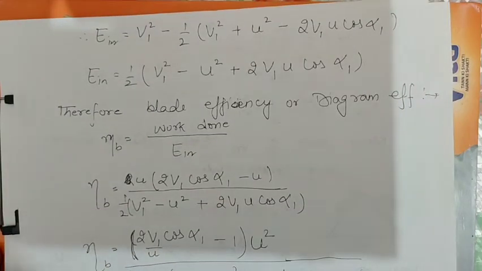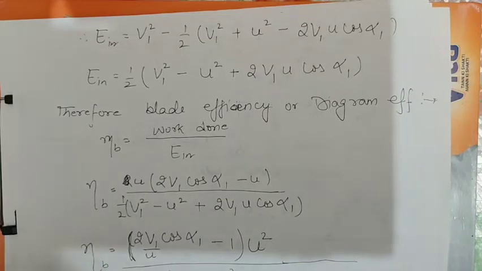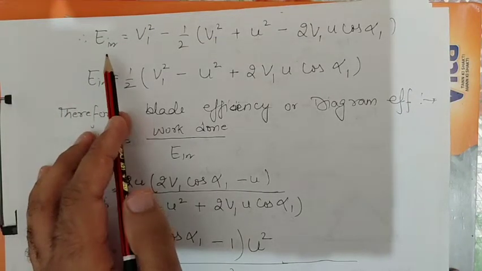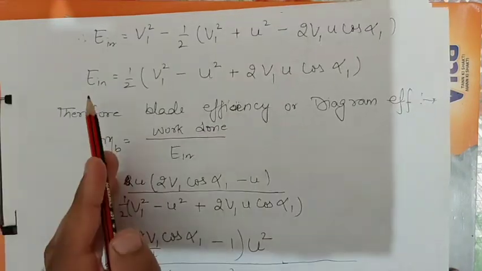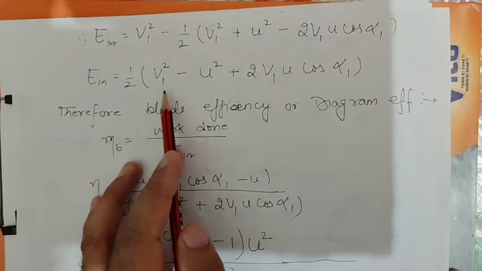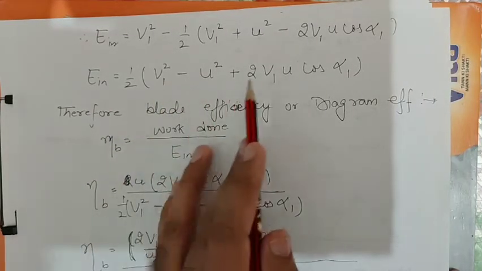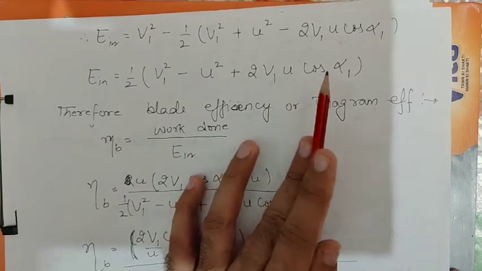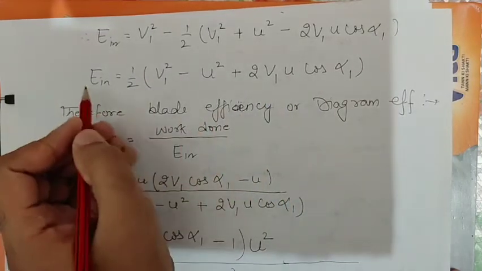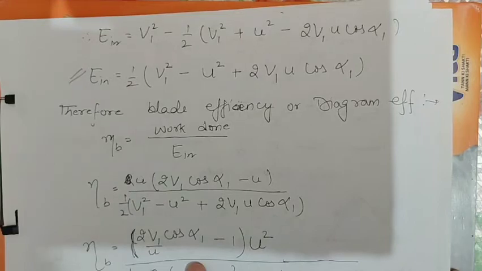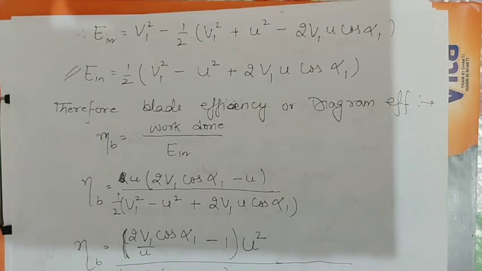Putting the value of VR1 square in the input energy equation, we get the final value: half V1 square minus U square plus 2 V1 U cos alpha 1. This is the amount of input energy that is supplied to the blade.